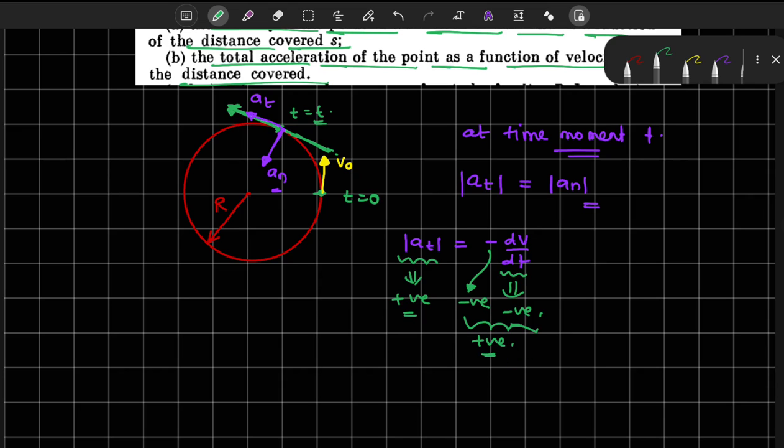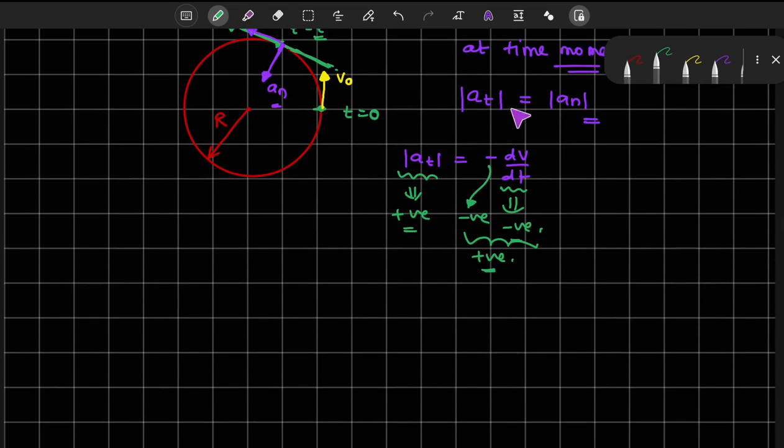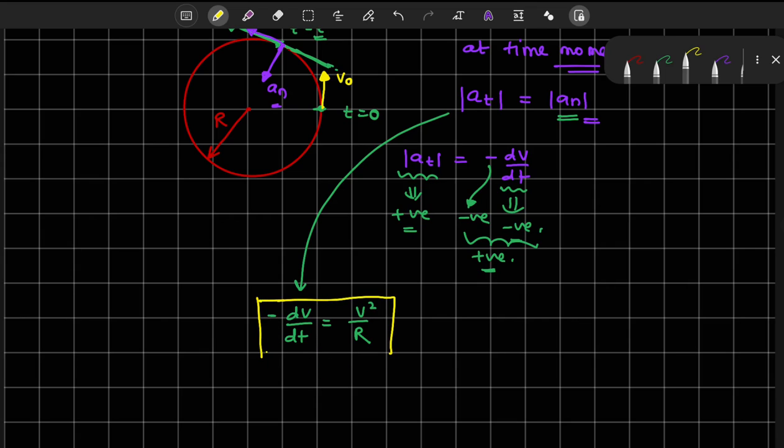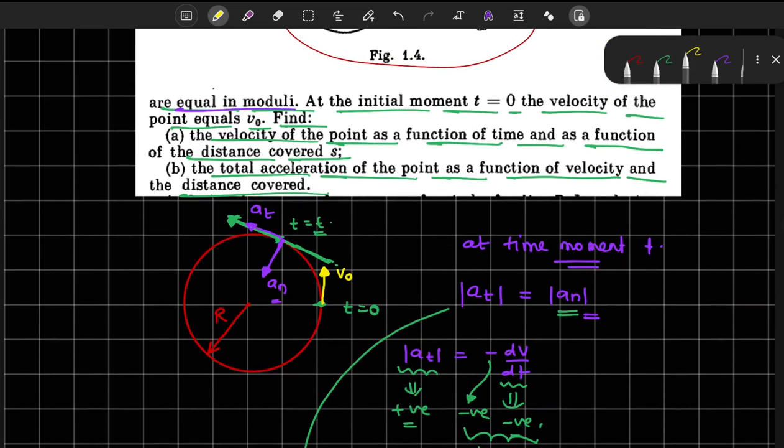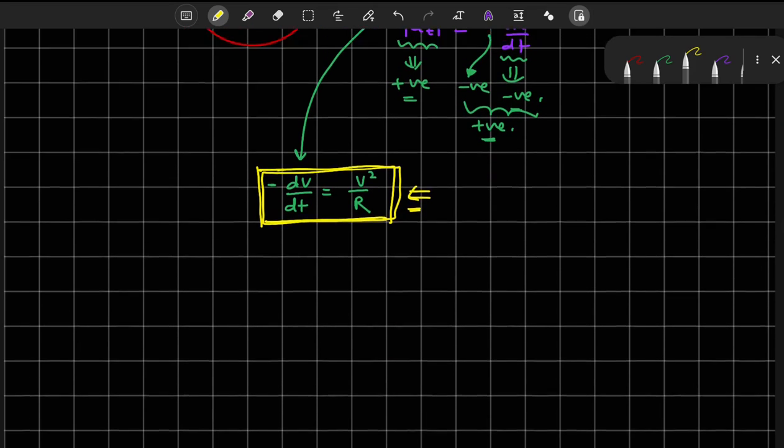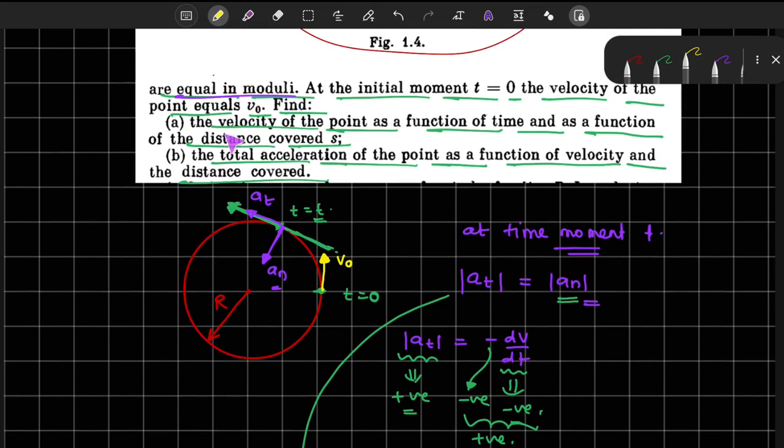So we will substitute the value of a_t in this expression, and we can write minus dv upon dt is equal to, and the normal acceleration we can write as v square by r. So this particular equation is our governing differential equation. From this equation we will find everything asked in this problem. So let us first talk about the first part.